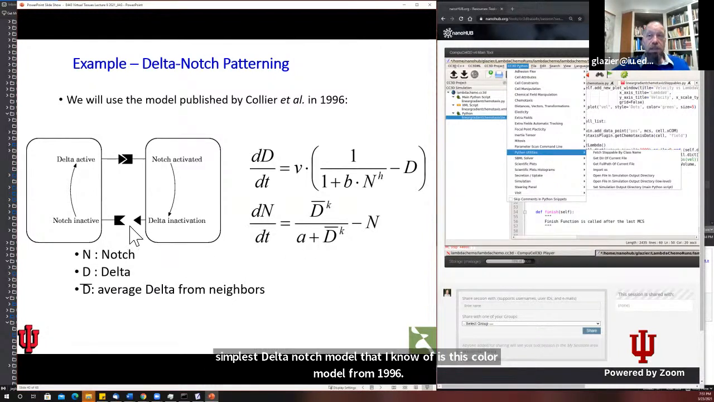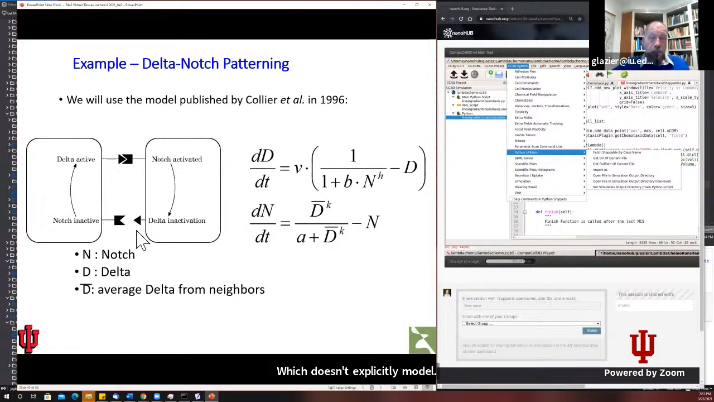which doesn't explicitly model the difference between delta and notch signaling on the surface of the cell and inside the cell. It's going to say that each cell has a number which represents its delta level. Each cell has a number which represents its notch level, which is a little bit different from what's happening in reality, where you have lots of individual receptors on the surface.